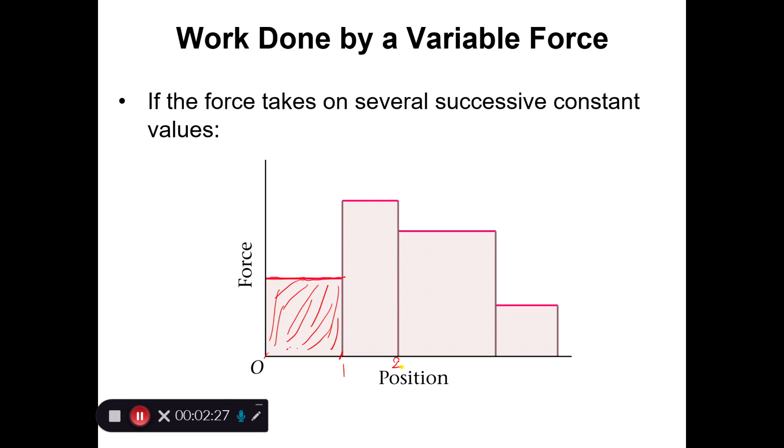Similarly, it goes from 1 to 2, then the force changes from this value to another value, and you calculate the area under this curve. From position 1 to 2 you calculate this area and get the work done. Same thing from 2 to 3 and 3 to 4. If you add them all together, the first part, second part, third part, and fourth part, you get the total work done by this force.